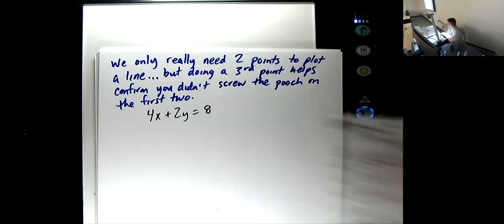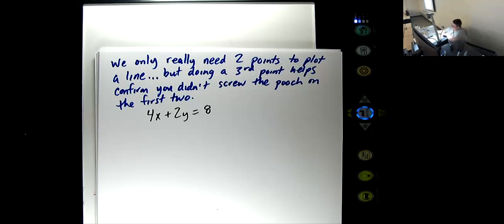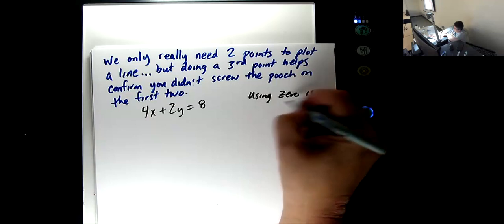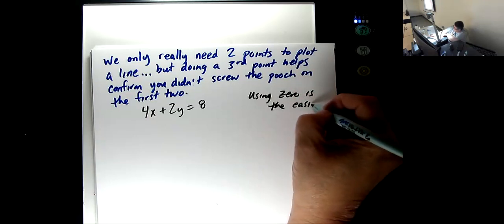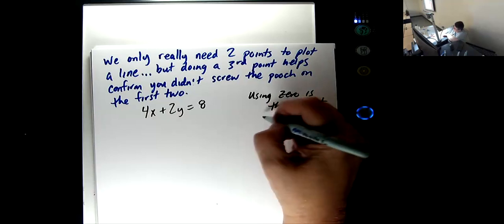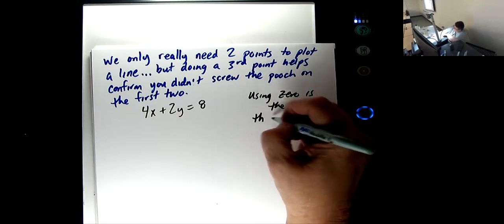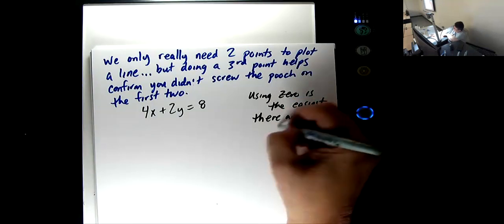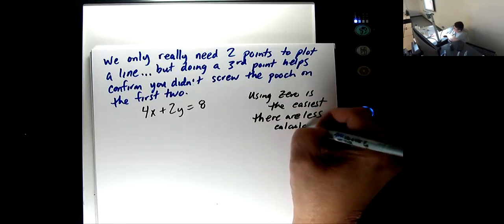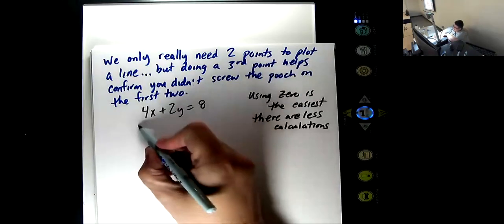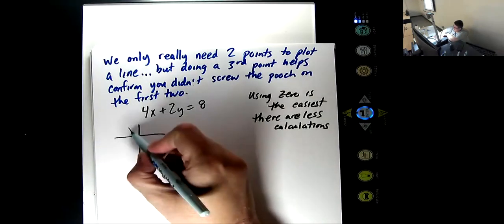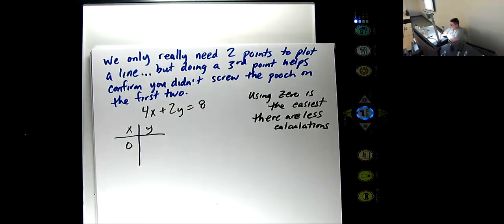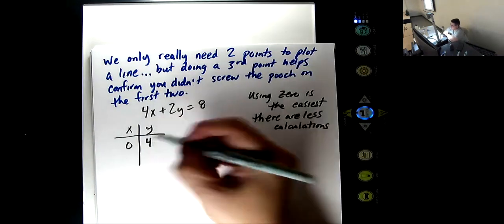So using 0 is the easiest, because there's no calculate, there's fewer calculations. So we could do 0. And we saw that we got 4 here.